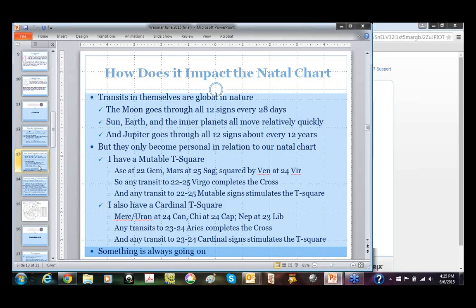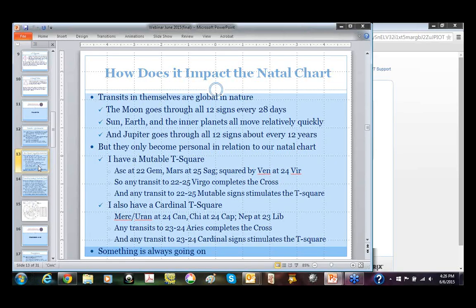I also have a cardinal T-square. I have my Mercury-Uranus twins sitting at 24 Cancer. I've got Chiron at 24 Capricorn and Neptune at 23 Libra. So any planets that transit 23 to 24 degrees of cardinal signs are going to ping that little T-square. And any transits to 23 to 24 Aries are going to complete that cross for me.